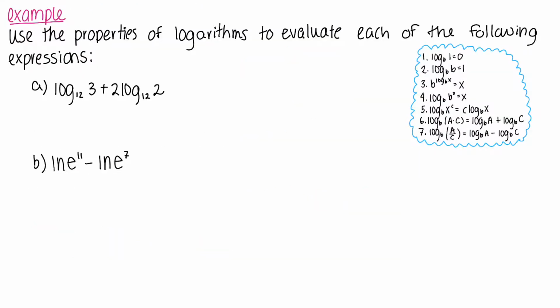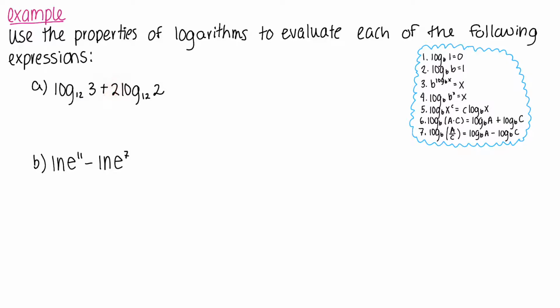All right, so on each of these problems, I have put a condensed version of the rules over here. It doesn't have the different base options, but it's enough to reference while we're looking at it. So we're going to use the properties of logarithms to evaluate each of the following expressions. So we have 2 different expressions here. The first one, I don't have any rule that could help me simplify log base 12 of 3, same thing over here, but I could use this guy here.